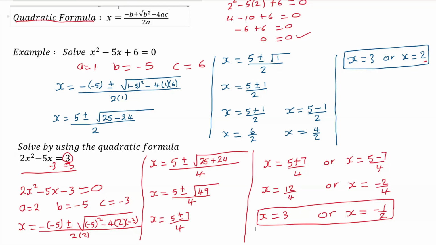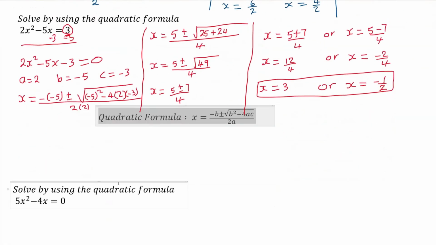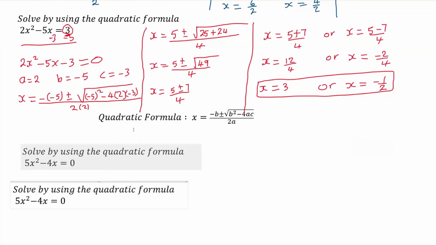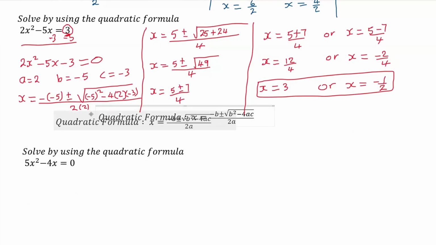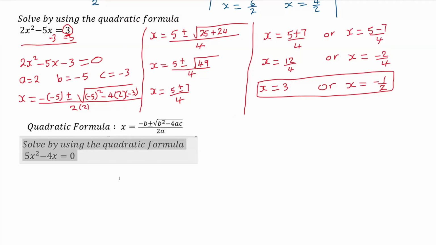All right, so remember the formula. I'm going to bring it with me because I will need to use it for the next example. So here's another example here. So I need you to see the formula for when I substitute it in. All right, so we want to solve by using the quadratic formula. 5x squared minus 4x equals 0.